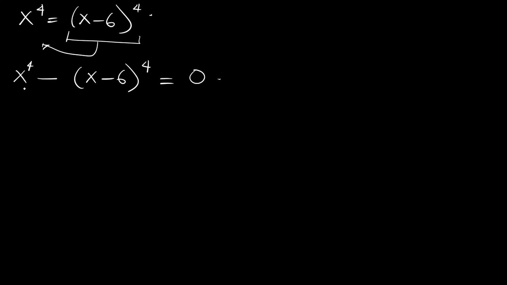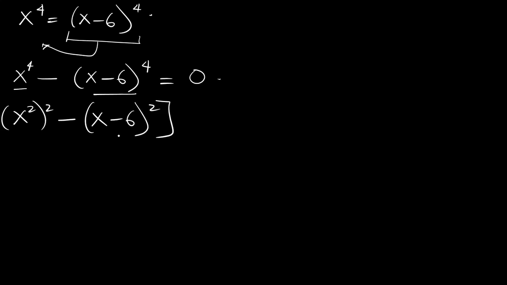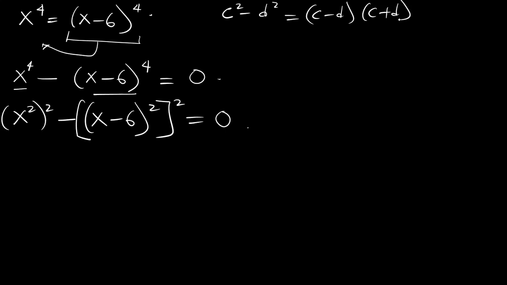Now this expression can also be written in this form: (x to the power 2) all to the power 2 minus ((x minus 6) to the power 2) all to the power 2 equal to 0. This expression is the same thing as saying c squared minus d squared is equal to (c minus d) times (c plus d).